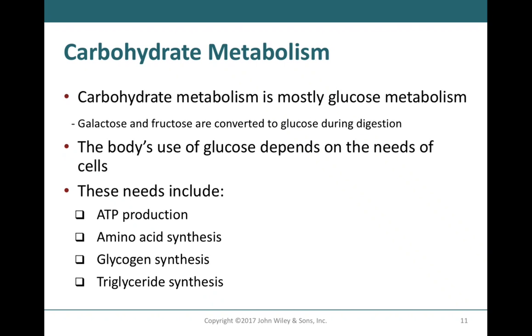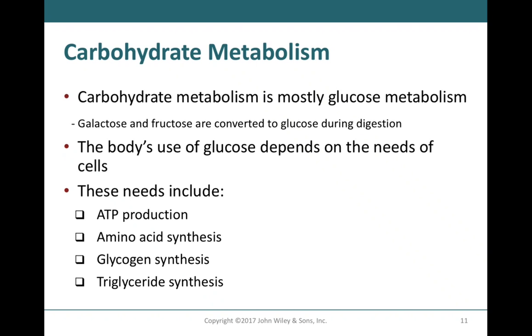So carbohydrate metabolism really refers to glucose metabolism, because everything gets converted to glucose. So these four reactions are going to be based on glucose. Glucose is such an important molecule. We use glucose for anything. We use glucose to create ATP, to synthesize glycogen and triglycerides. We're going to make amino acids with glucose.